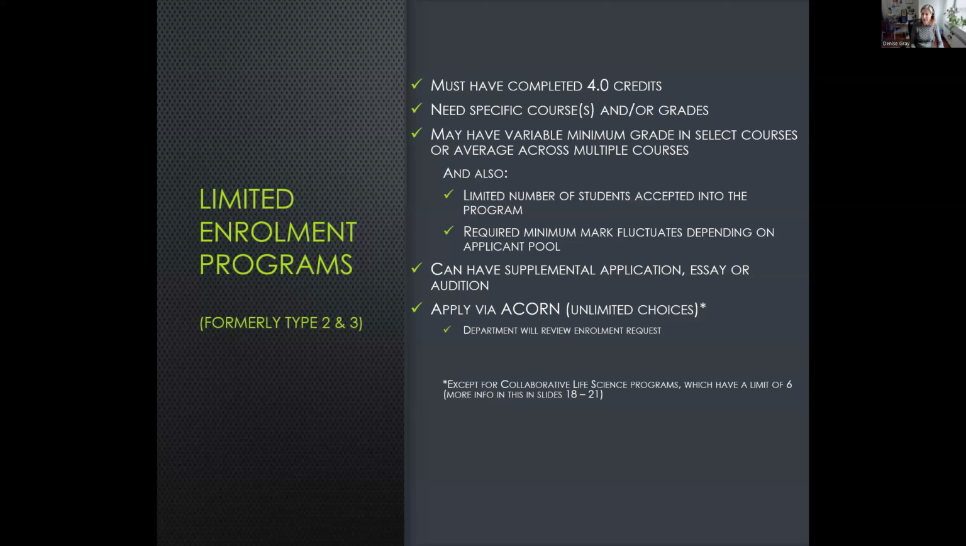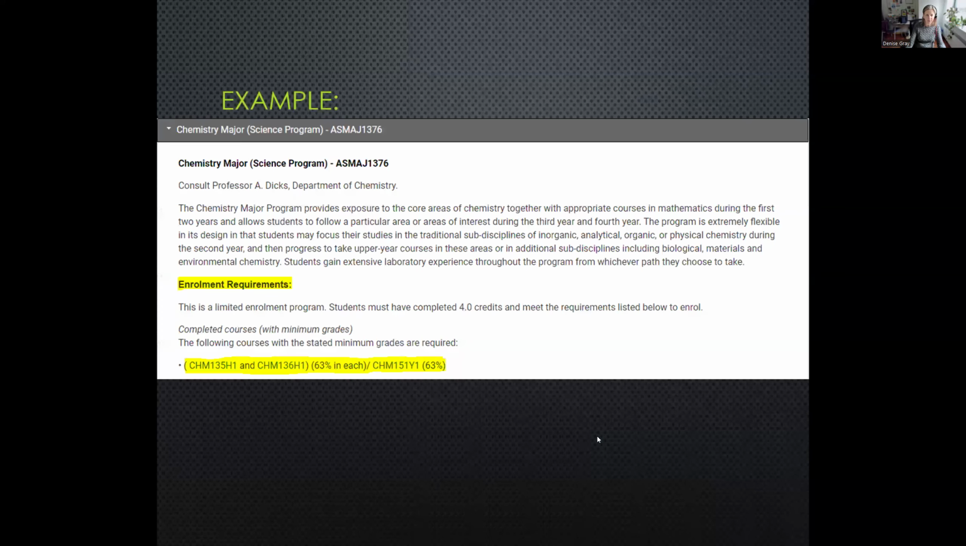You can apply to as many of these programs as you like, with the exception of the collaborative life science programs, which we'll talk about in a couple of upcoming slides. You can apply to as many as you like because there is that extra step where you now have a requested status, and then the department will offer you admission or not, depending on their admission criteria. Then you can accept programs that you've been offered admission to, to be actively enrolled in a maximum of 3 programs.